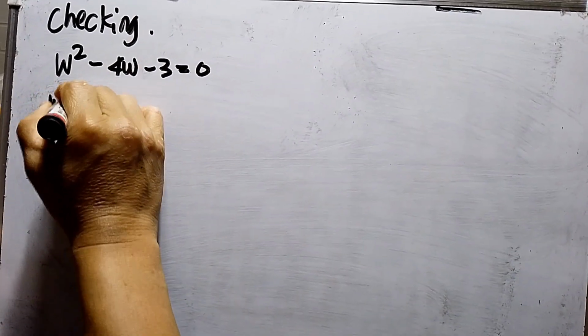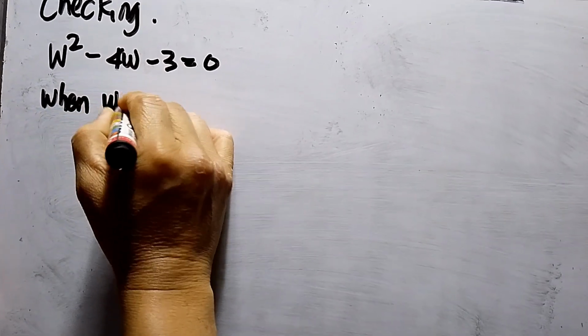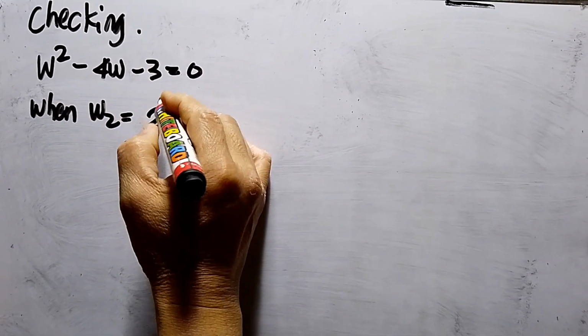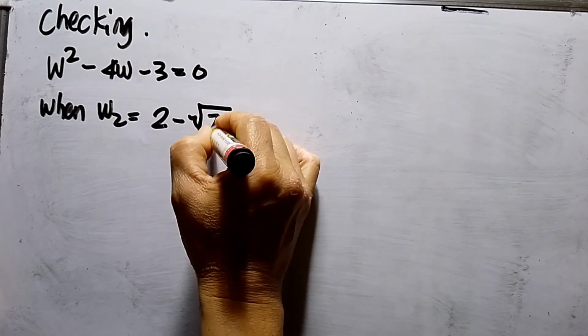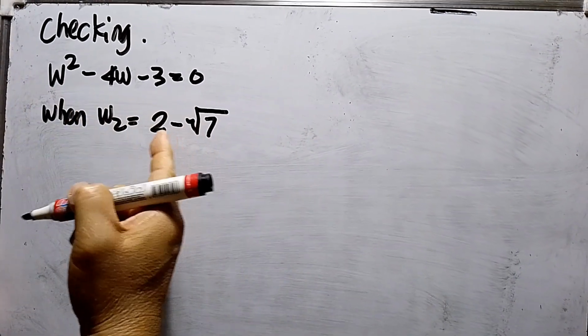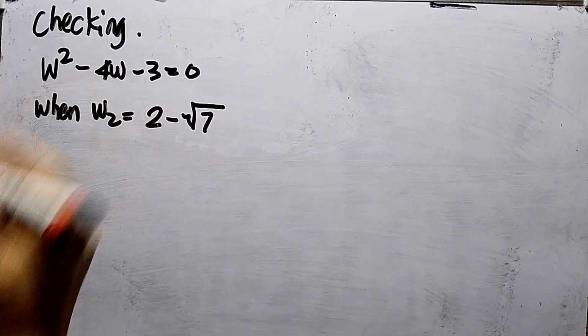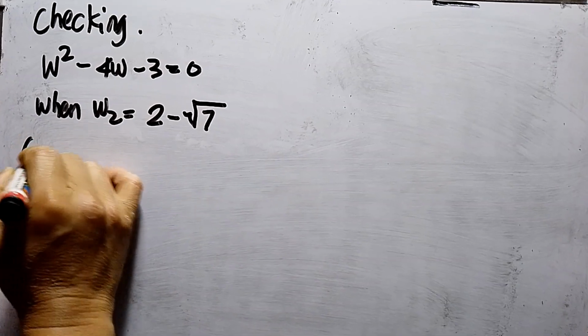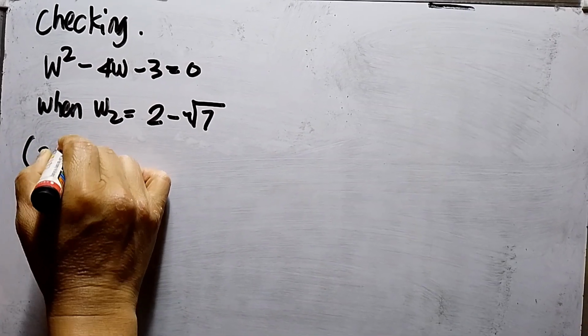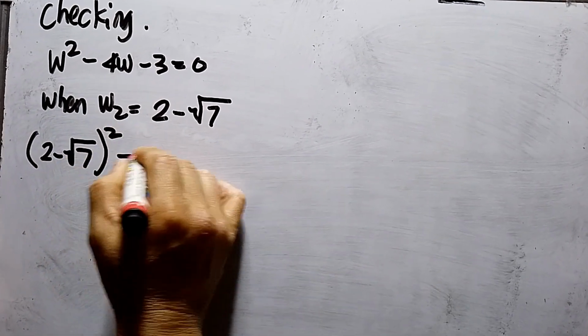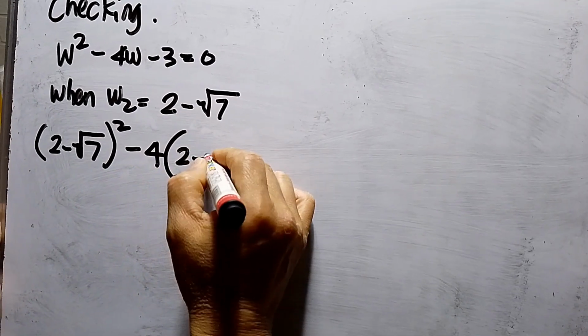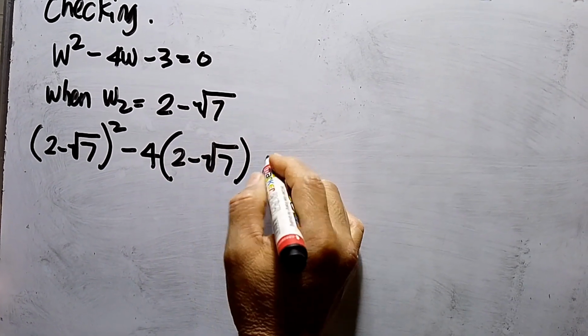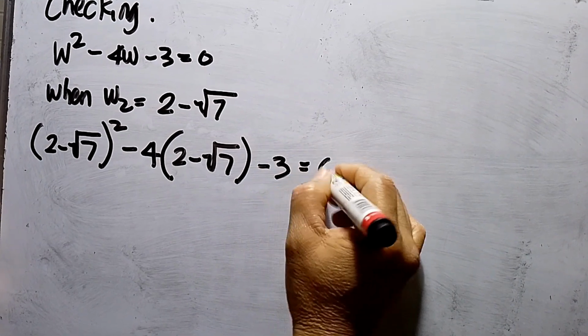W2, when my W2 is equal to 2 minus square root of 7. Again, I have to substitute this value to the variable W. So this will be (2 minus square root of 7) squared minus 4 times (2 minus square root of 7) minus 3 is equal to 0.